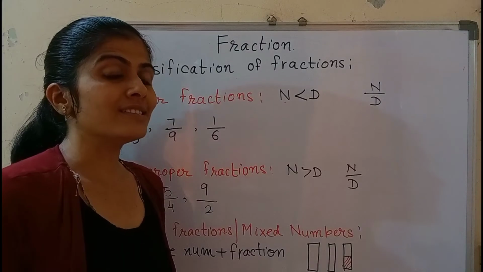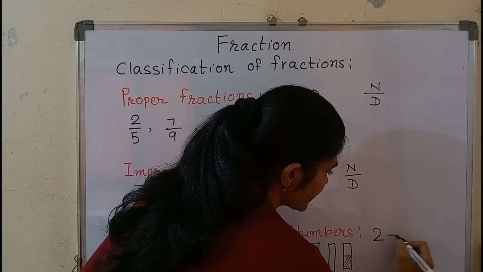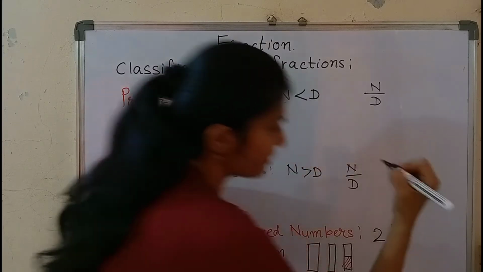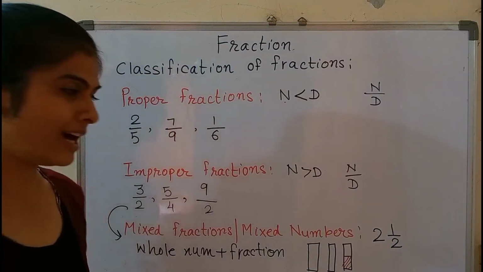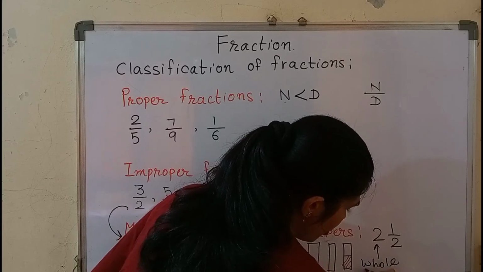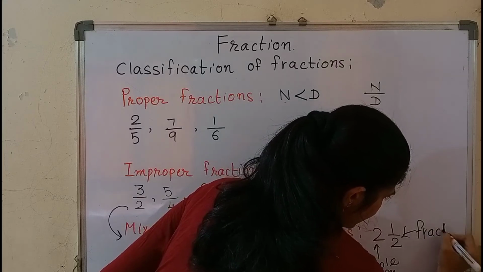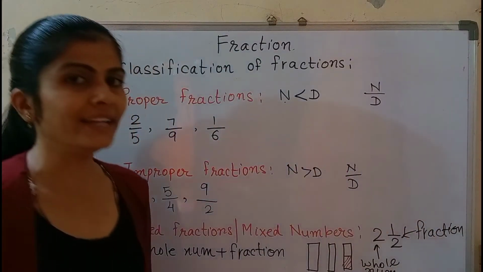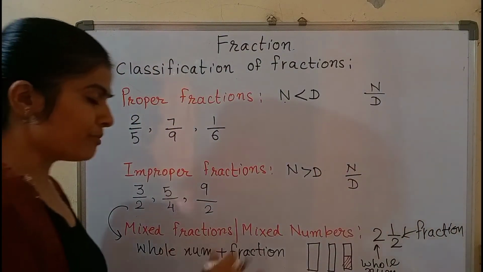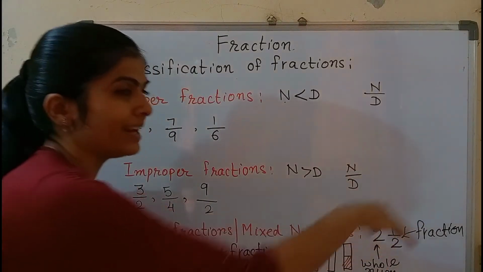Now, how much chocolate is left with you? You have 2 whole chocolates and half of the 3rd one. So it is 2 and a half. This 2 is what? This is my whole number. And what is the half? This is my fraction, right? So a mixed number or mixed fraction means it is a combination of a whole number and a fraction.